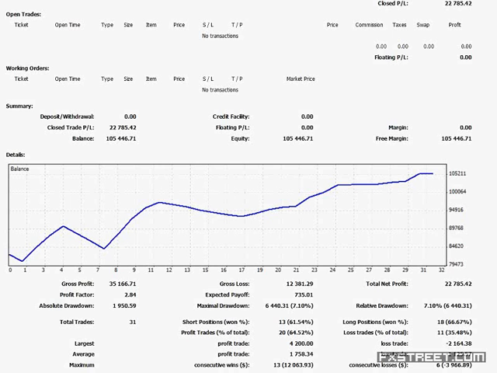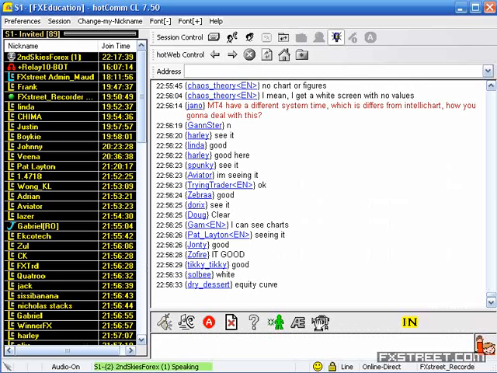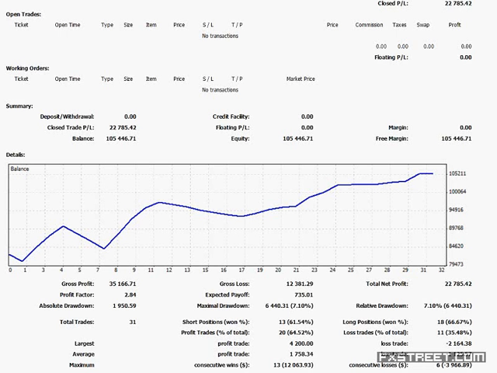So it's an assumption there. It's not an accurate statement. MT4 server time is based upon the broker time. It's not based upon MT4.